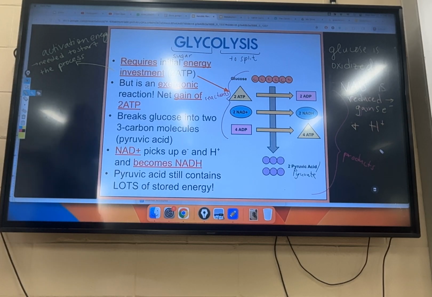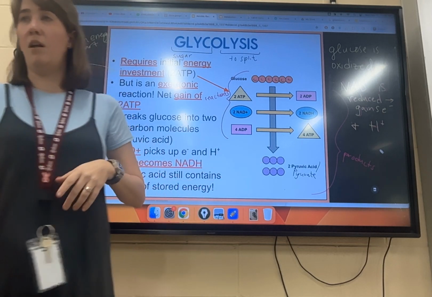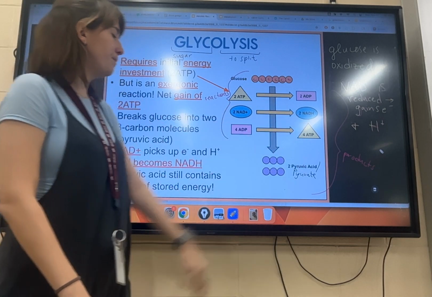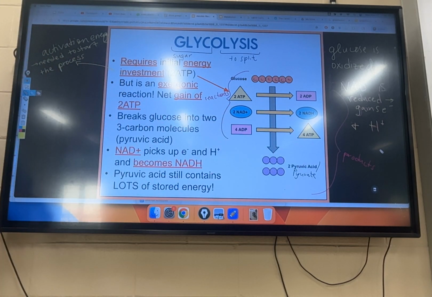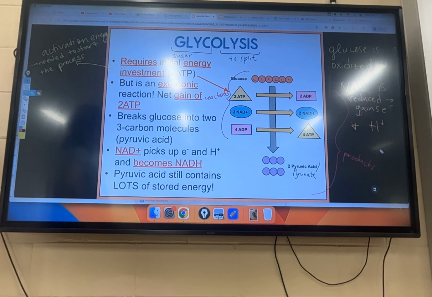Okay. All right, so we broke our glucose in half. We made these 2 pyruvic acid molecules, but they still have a lot of energy left in them. We release some energy by breaking the bonds in glucose and moving those things around and making some new bonds to make these things. But we still have a lot of pyruvic acid that contains energy. We still have a lot of energy that we have not released from this molecule. So what are we going to do?